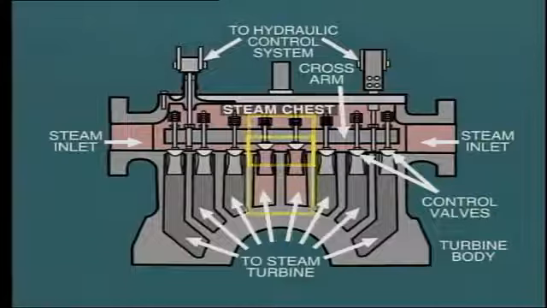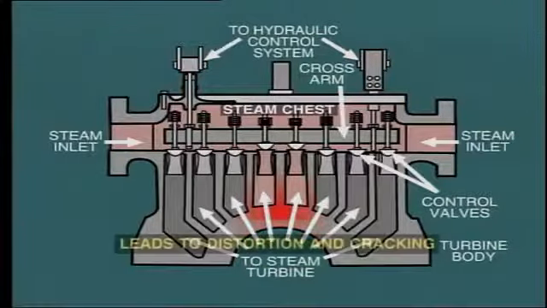For example, looking at this overhead steam chest, we see that each of the 8 control valves supplies steam to just a small arc of the admission nozzles. Consequently, with only one or two valves open, there would be a tendency for uneven heating of the turbine block. And this could perhaps lead to distortion and eventual cracking of the metal.